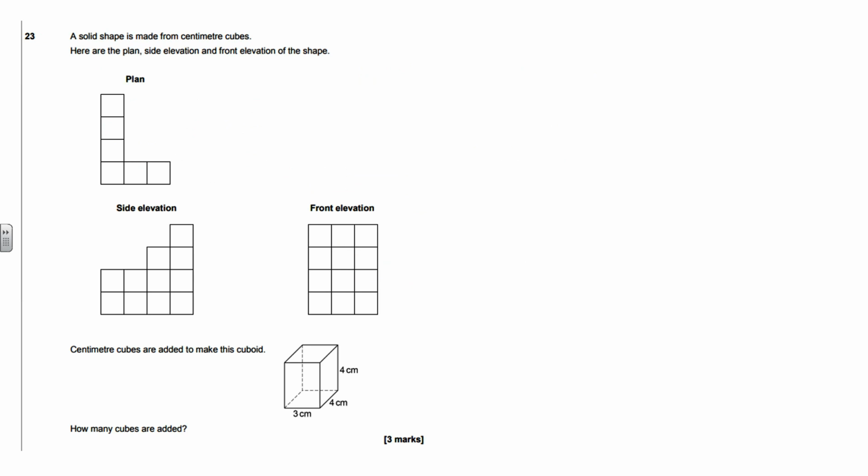Question 23. A solid shape is made from centimetre cubes. Here are the plan, side and front elevation of the shape. Centimetre cubes are added to make this cuboid. How many cubes are added? So from above it looks like an L shape. From the front it looks like a solid rectangle, 3 by 4.